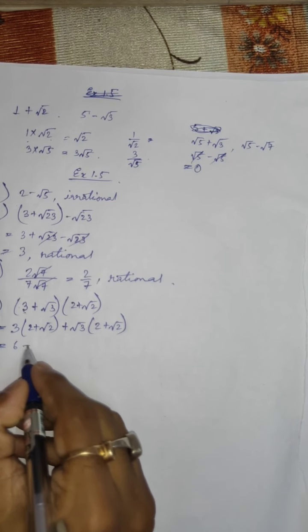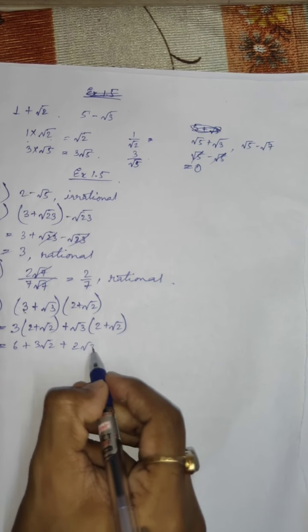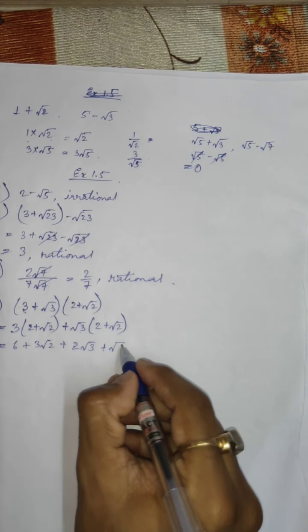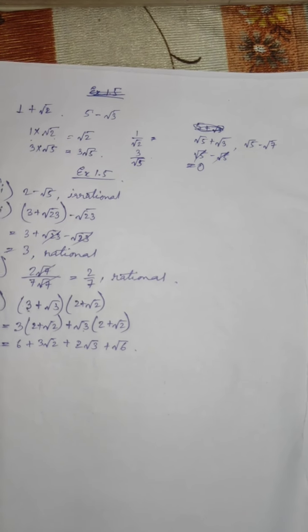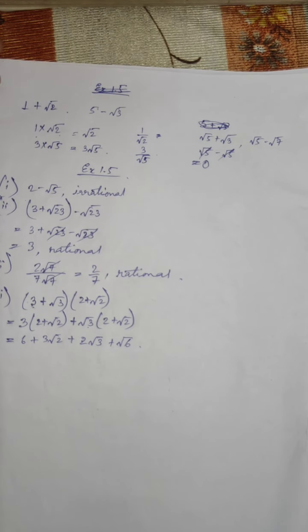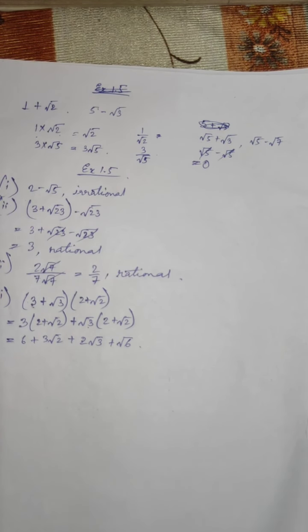So multiplication: 3 into 2 is 6, 3 root 2, plus 2 root 3, and root 3 into root 2, what will be the answer? Root 6. So this cannot be simplified any more. This is the final result. So this way you can simplify the others. The result may be different. Okay, now we can try this.